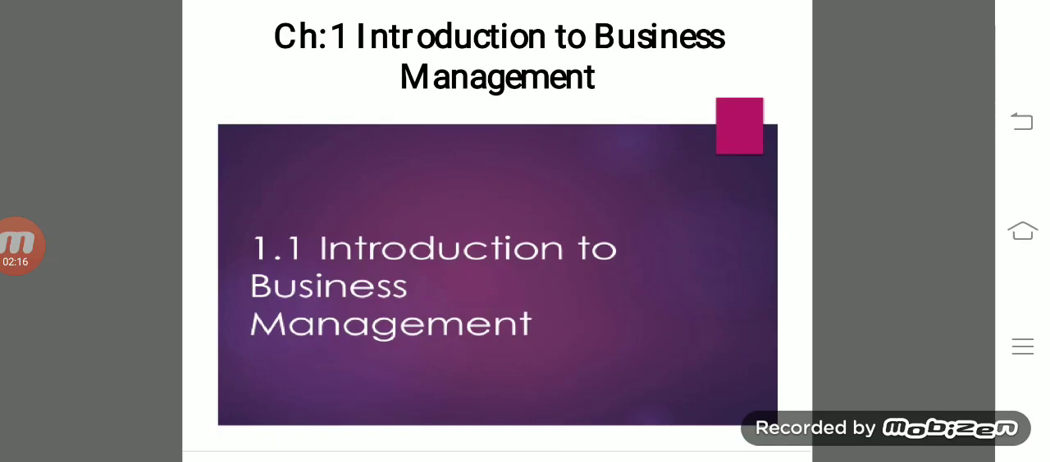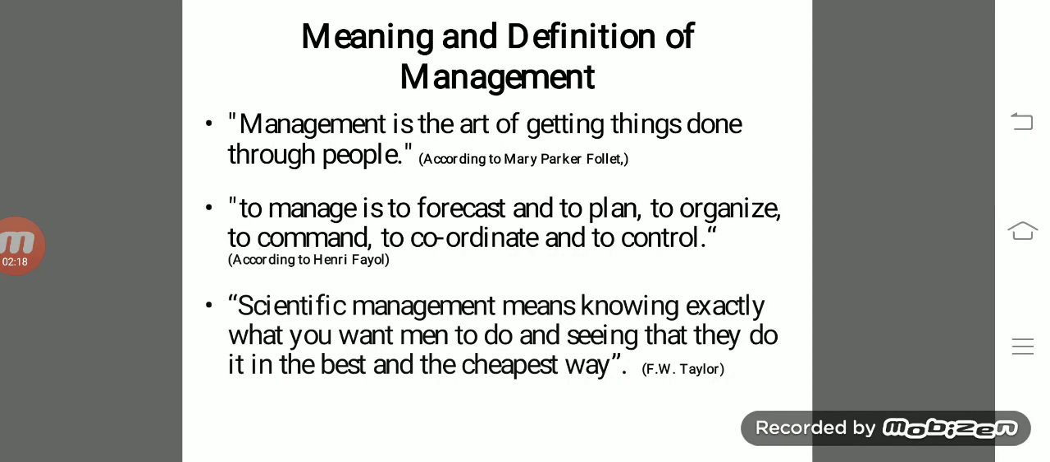Okay, introduction to business management. Here start with meaning and definition. In simple words we can say that management is the art of getting things done through people. Okay, this definition is given by Mary Parker Follett. Also another definition which is similar to this one: management is an art of getting things done by others. This definition is given by Koontz and O'Donnell.